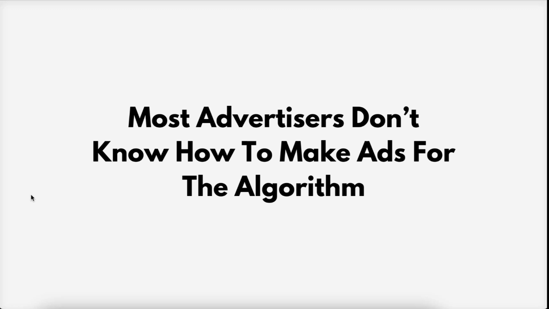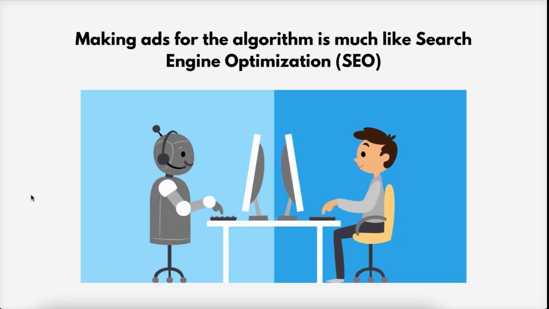Now, pay attention. If you miss this step, your ads will sputter and stop like a car's engine when it's out of fuel. Now, you see, making ads for the algorithm is much like search engine optimization. Imagine having to write for search engines and the reader at the same time. It's a tough task. So I thought Facebook was making things difficult for advertisers until I got access to some trade secrets which I'm about to reveal to you.